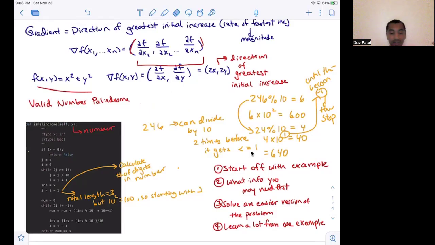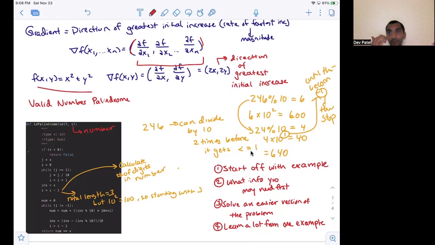So the first step is to determine the length, or the number of digits, within the number. So how can we get that? If we have 246, we can divide by 10 and count the number of times that we can divide by 10 before we get to a number that's less than 1. That helps us get the length, because if you look at 246, then we're at 24.6, then we're at 2.46, then we're at 0.246, right? So we can do this.